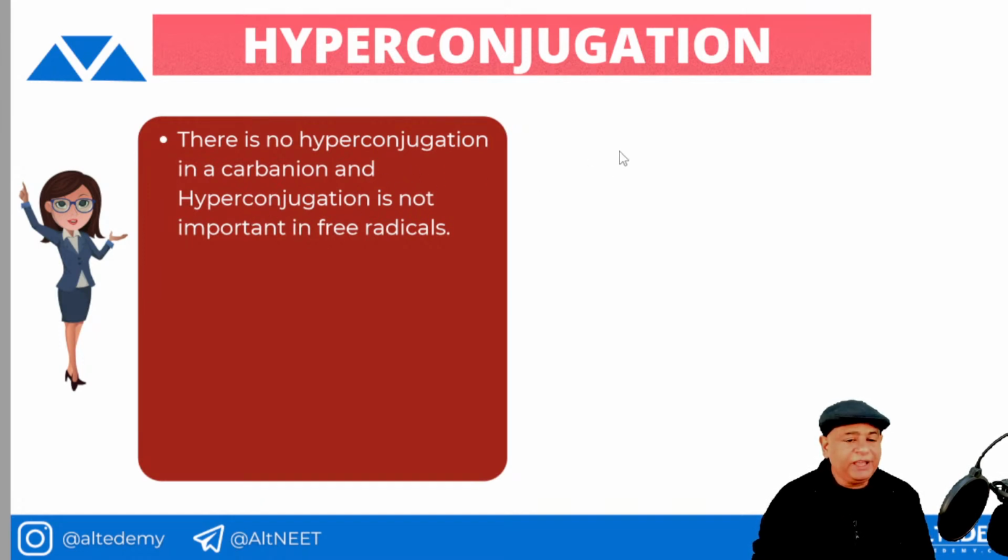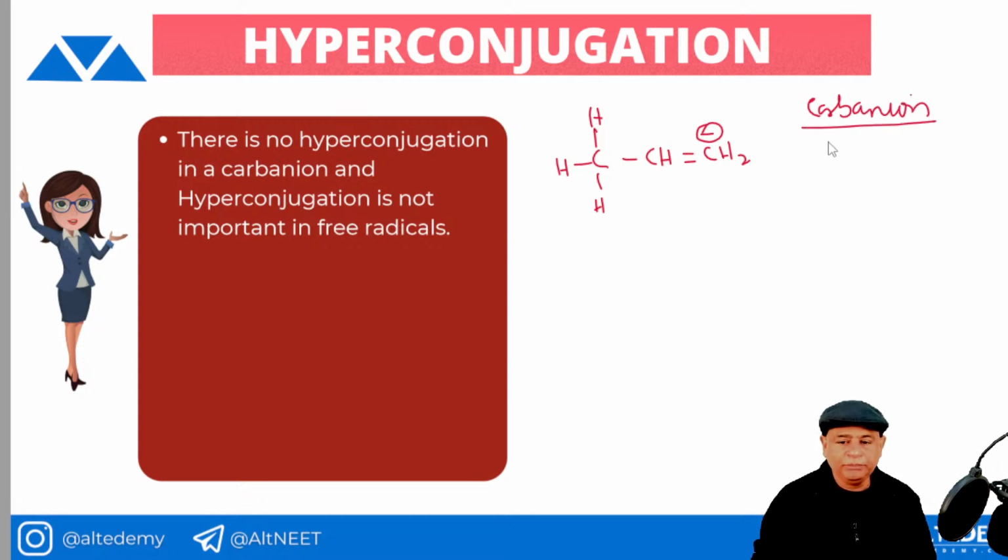Okay. If we are taking any carbanion, carbon with a negative charge, like suppose we take CH3 CH=CH2 with a negative charge. This is a case of a carbanion. In the case of a carbanion, no hyperconjugation. Why no hyperconjugation? Because there is no empty p orbital with this carbon. We need a pure p orbital, right? So there won't be any hyperconjugation with this. And hyperconjugation is not important in free radicals. I explained to you why it is not important, right?